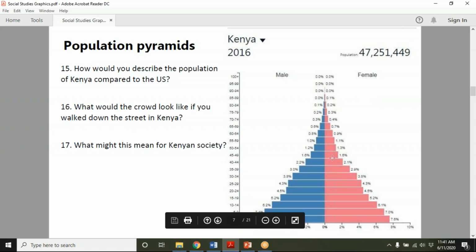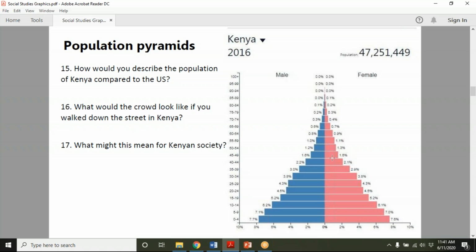Because all this is a cross section of society. If you're walking down the street in Kenya, this is how many people of each age and gender you're going to walk past. It doesn't tell us anything else, but you can make a lot of conclusions.